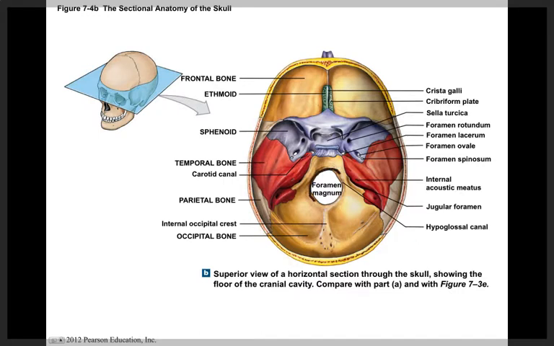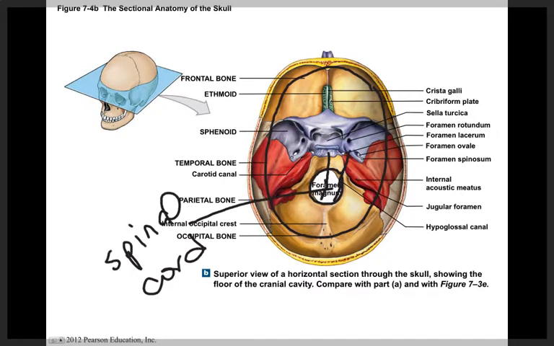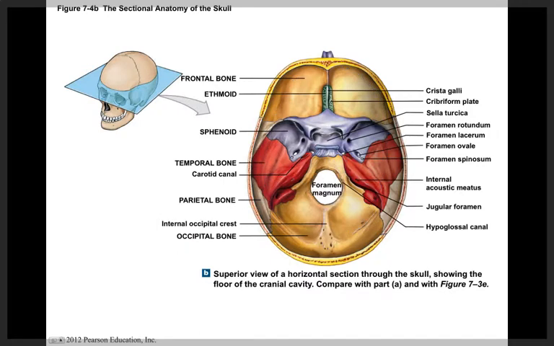We can also see the foramen magnum. So the whole brain sits up here inside the skull. Extending down from the brain is a brain stem. And right when the brain stem gets through the foramen magnum, it's now called the spinal cord. We also see part of the ethmoid bone. The ethmoid bone has the crista galli and the cribriform plate. The crista galli is the extension dividing the right and the left cribriform plates.